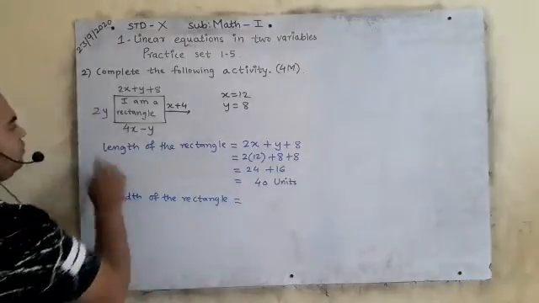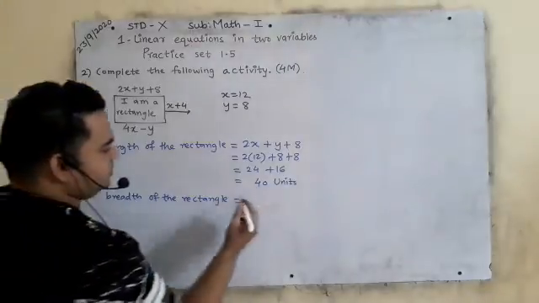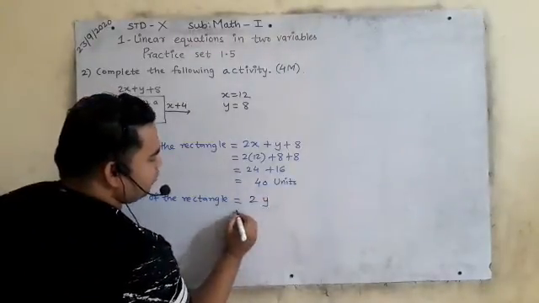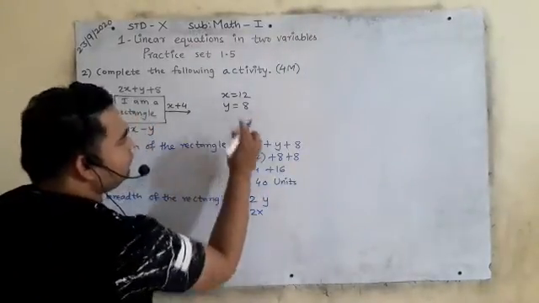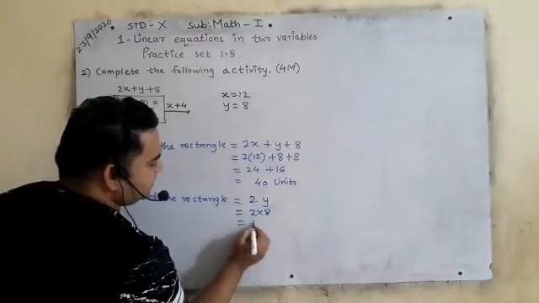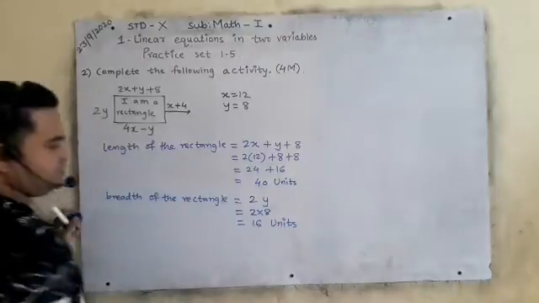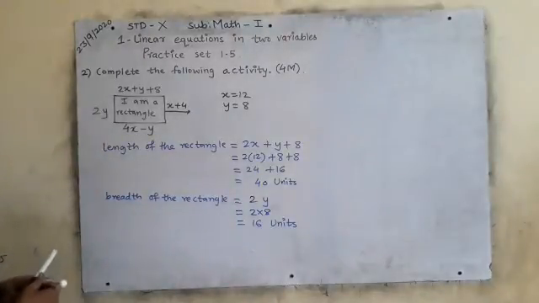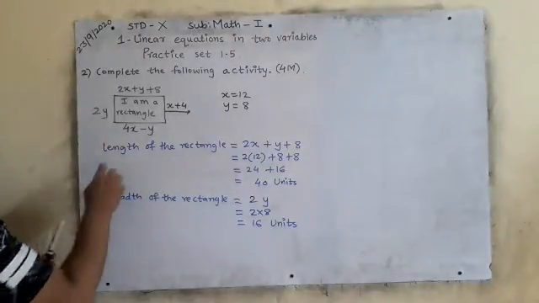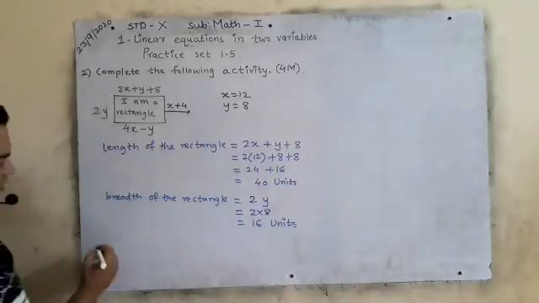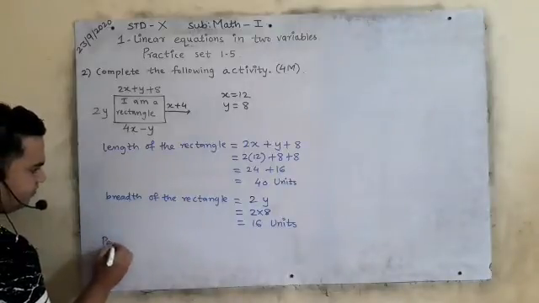So the breadth of the rectangle is what? 2y. See here, it is 2 multiplied by y. Y value is what? 8. 2 8s are 16. 16 what? Meter, centimeter not given, so it is units. Is it clear? Now what is to be found first? First we will find out the perimeter of the rectangle.